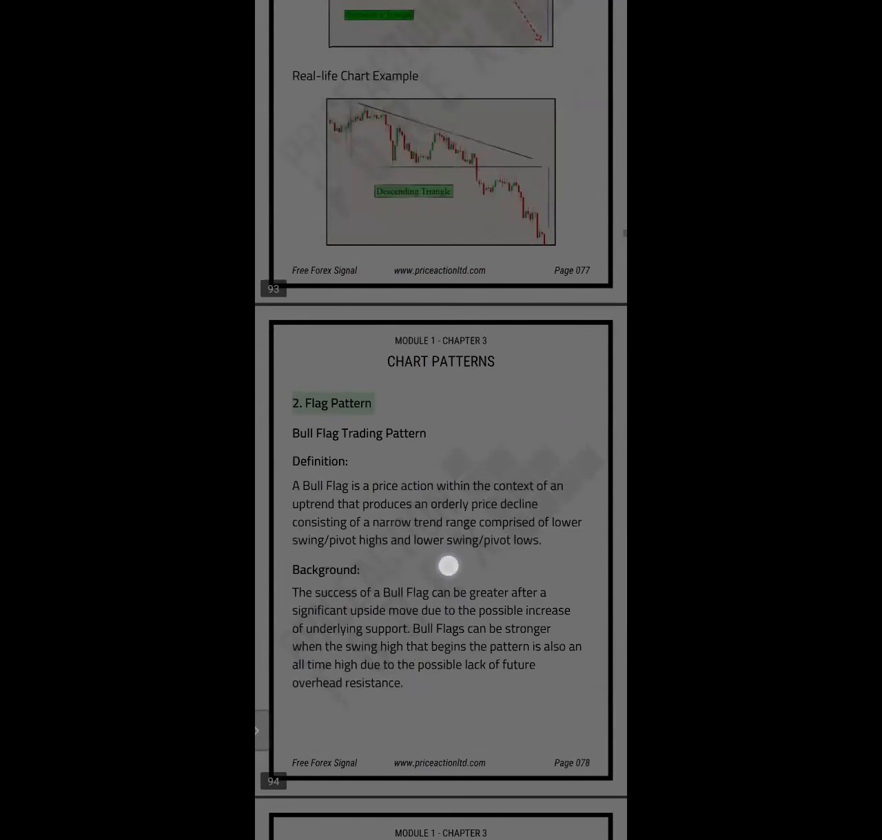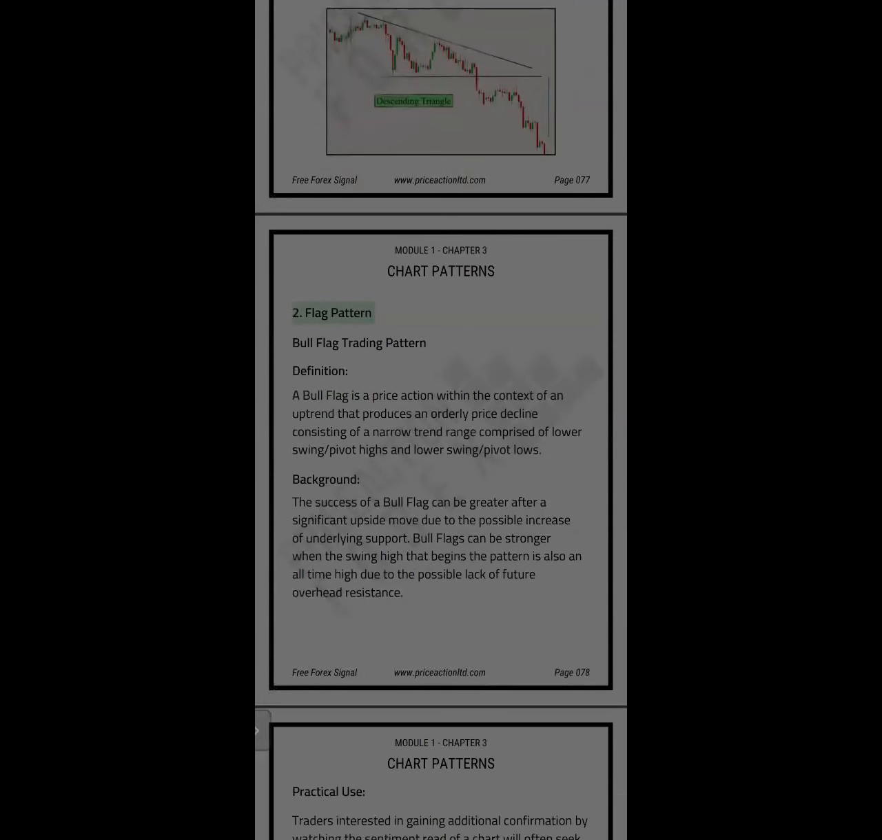The definition says a bull flag is the price action within a context of an uptrend: an orderly price decline consisting of a narrow trend range, comprising lower swing highs and lower swing lows. So what are they saying? They said a bull flag is a price action within a context of an uptrend. That's why I say it is used for a bull continuation or a bull entry in a bullish market. You use it to identify when the market is still bullish. So it always appears within the context of an uptrend.